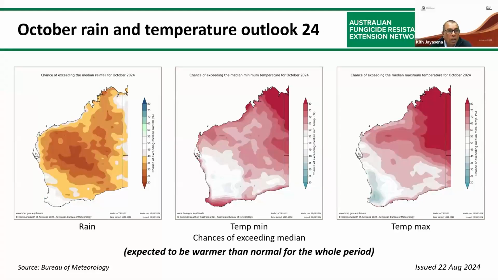When it comes to October, the rain will gradually reduce. It will be about average, and the minimum temperature will be average. Maximum temperature will be above average, so it's warmer than normal. Minimum and maximum temperatures will be very similar to September.